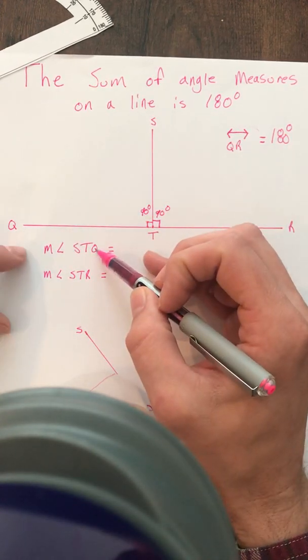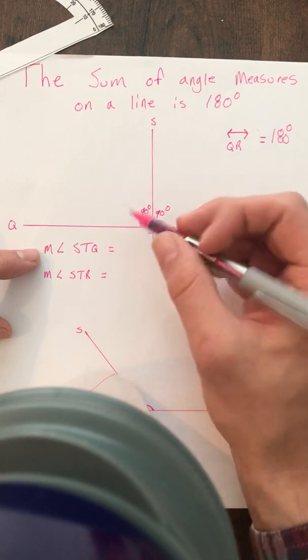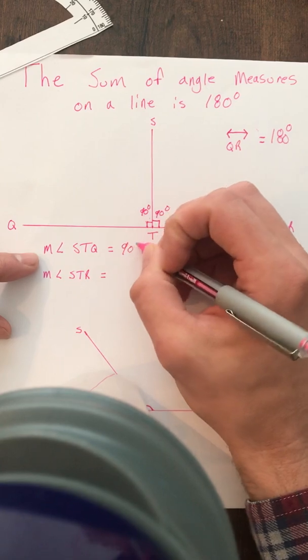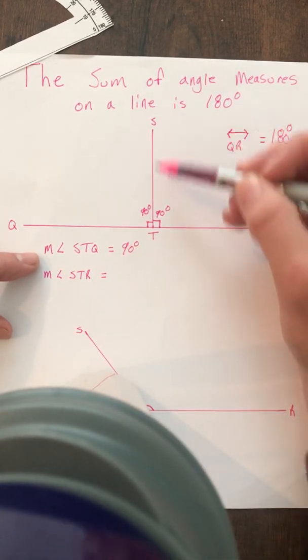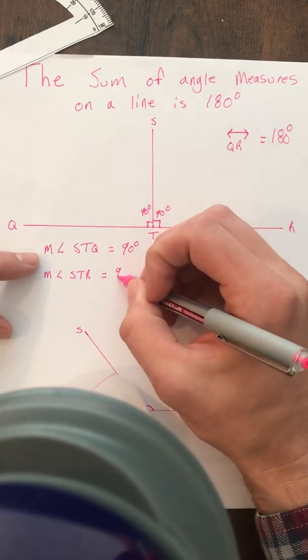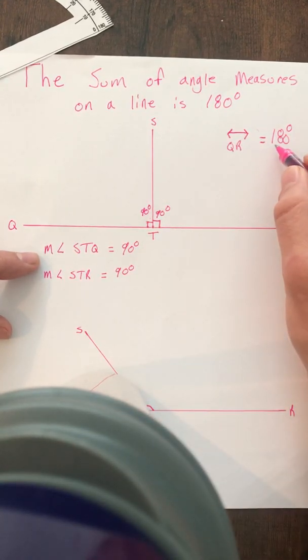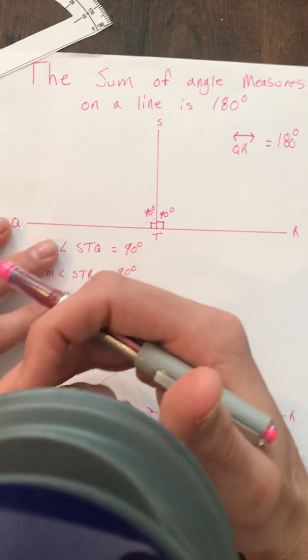So now we go down here to our measures of our angles. The measure of angle STQ is 90 degrees. The measure of our angle STR is 90 degrees. 90 plus 90 is 180. So that's our first example.